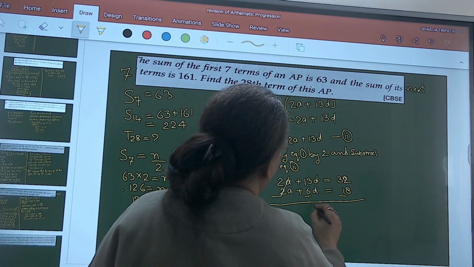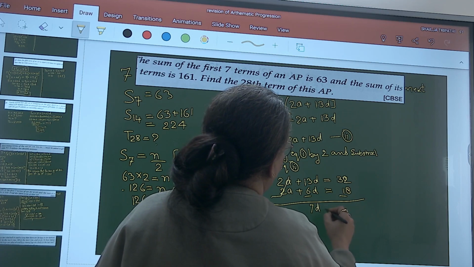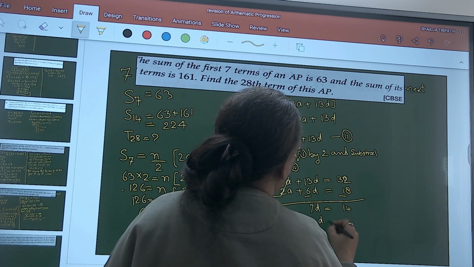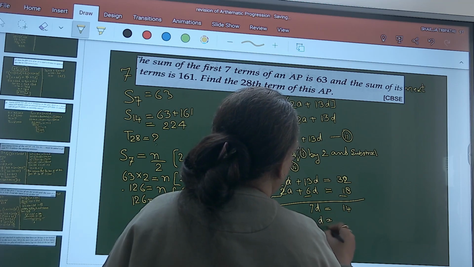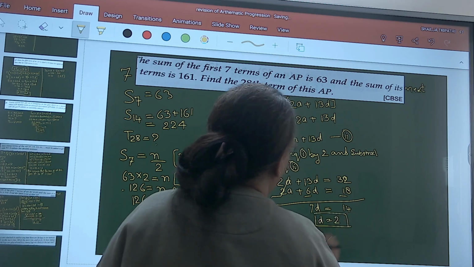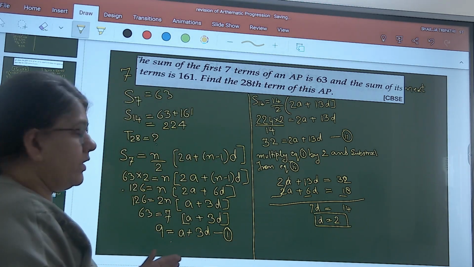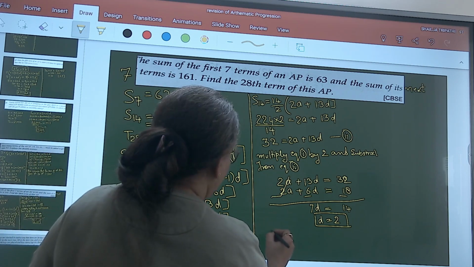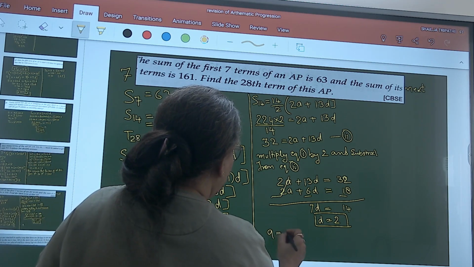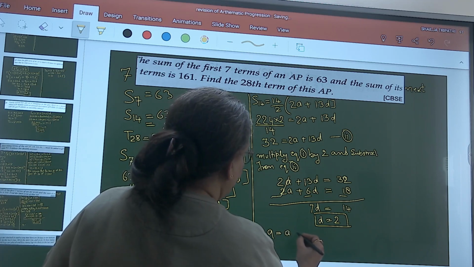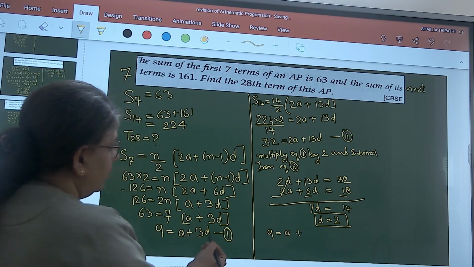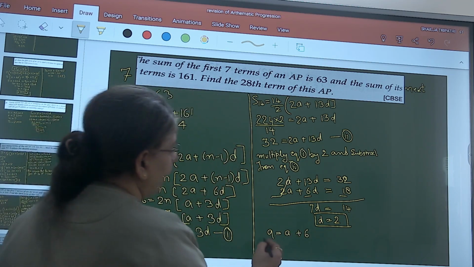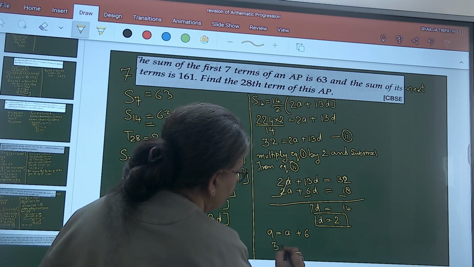Here we get 7d is equal to 14, or d is equal to 2. So we get the value of d. Now put the value of d in equation 1 or 2. So we'll put in equation 2. So what we get? 9 is equal to a plus 3d. See, 3d, that is 6. We put here 6. So we get a is equal to 3.